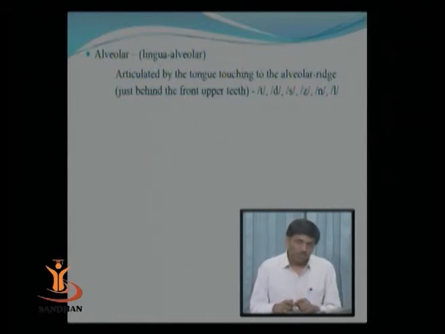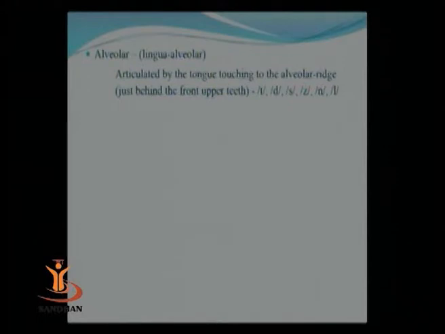So, this is alveolar, or you can say lingua alveolar, articulated by the tongue touching the alveolar ridge just behind the front upper teeth. The sounds are t, d, n. Now look, t: the tip of the tongue touches the part just behind the upper teeth. T, d.